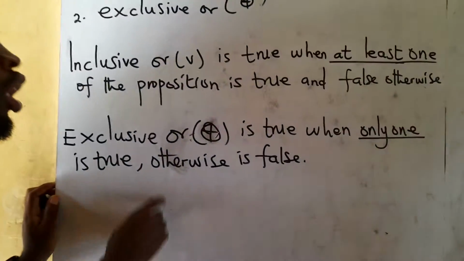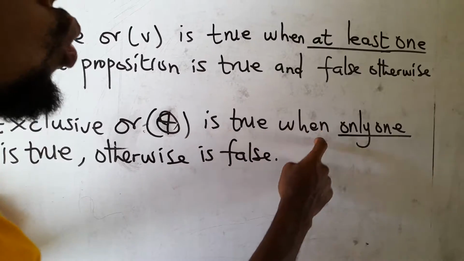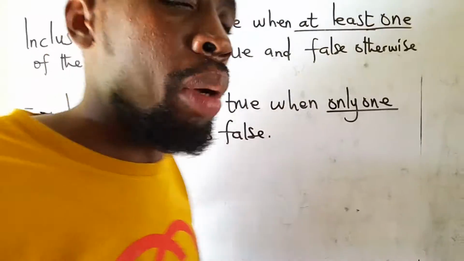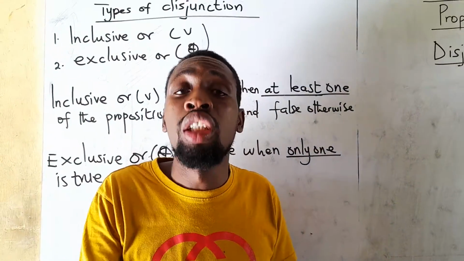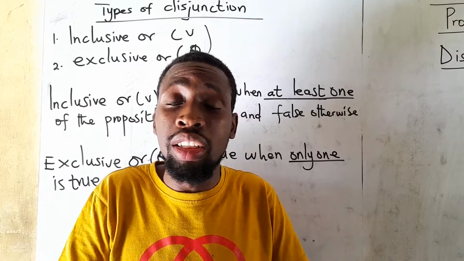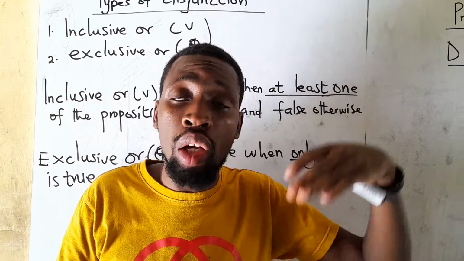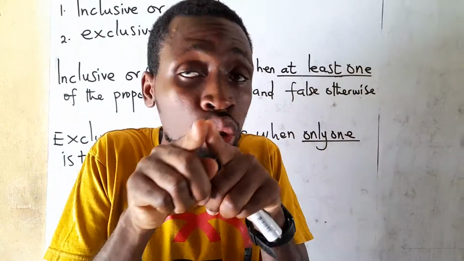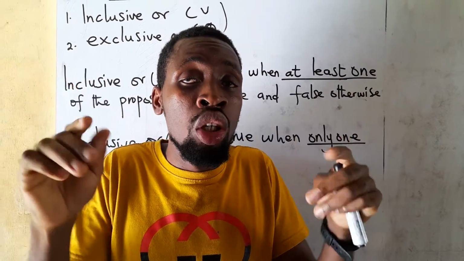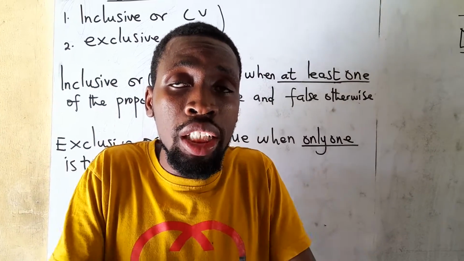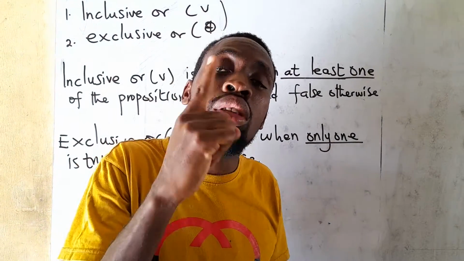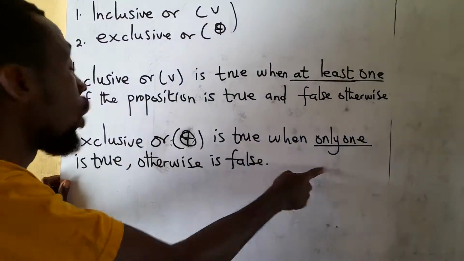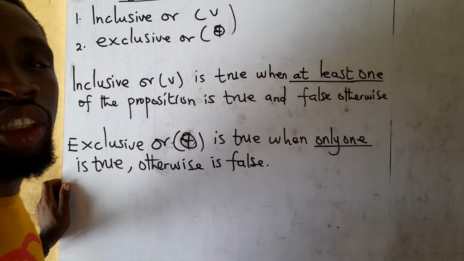What of exclusive or? The exclusive or is true when only one is true, otherwise it is false. So remember, when only one is true, then it is true. Otherwise, it is false. So when one aspect is true and the other aspect is false, then it becomes true. But when both are true, it's false. When both are false, it's still false. So we say exclusive or when only one is true, otherwise it is false.